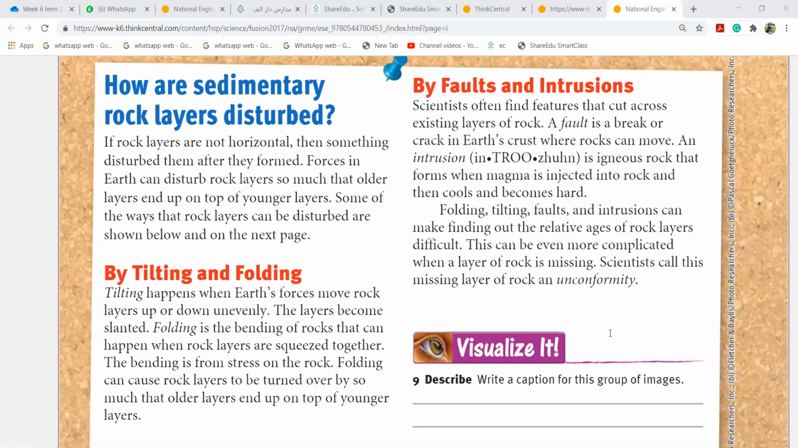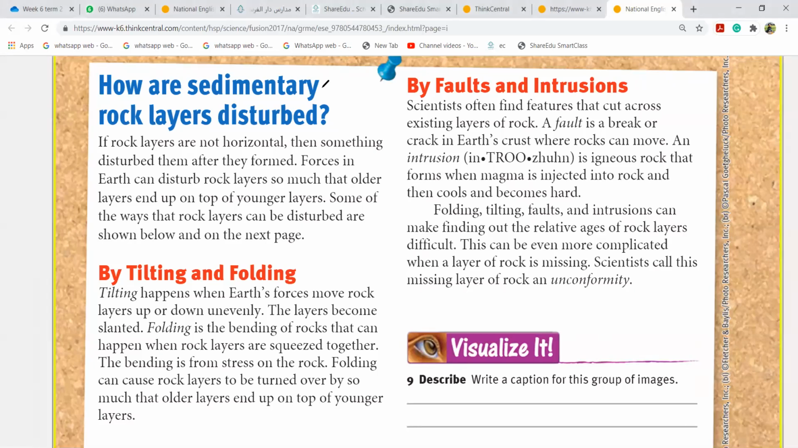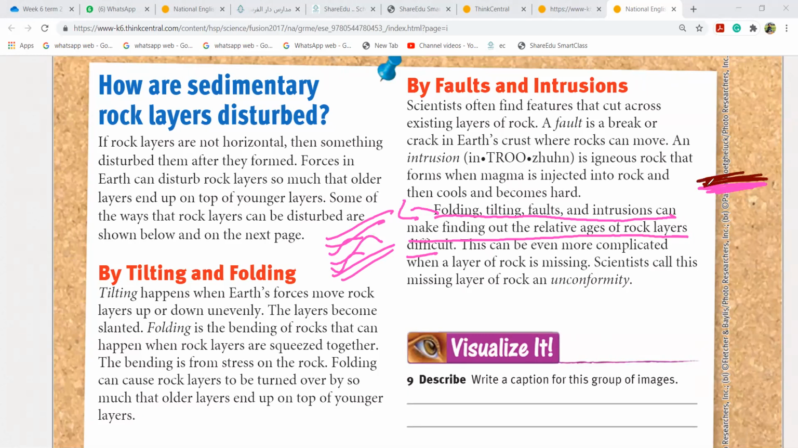Folding, tilting, faults, and intrusions can make finding the relative age of the rock layers difficult. What can make it difficult? Because of folding and tilting, is it easy for me to find the age of the rock like before? No, because the layers are no longer on top. If I shake them, or if I bring some crack in them, what happens? They mix with each other and then you don't get a proper age.